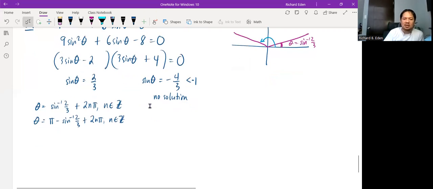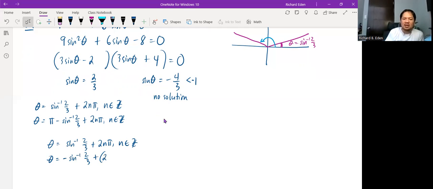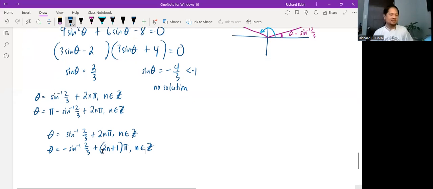Or, ganito. It's actually just the second family that I'm going to modify. Negative sine inverse of 2/3 plus, instead of even multiples of pi this time, odd multiples of pi. All right. So add it together, pi and 2n pi.